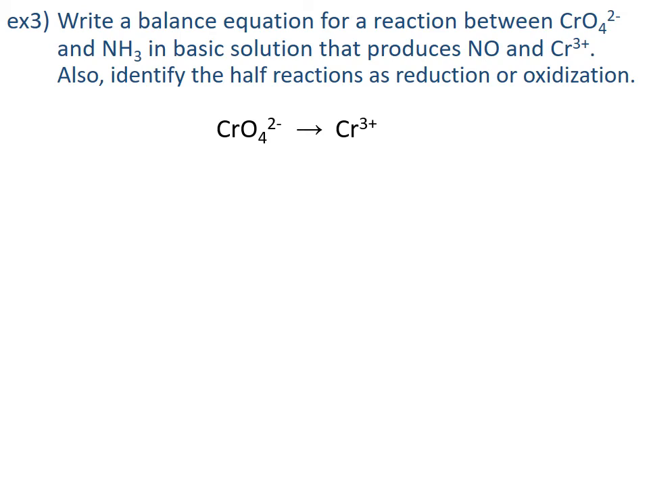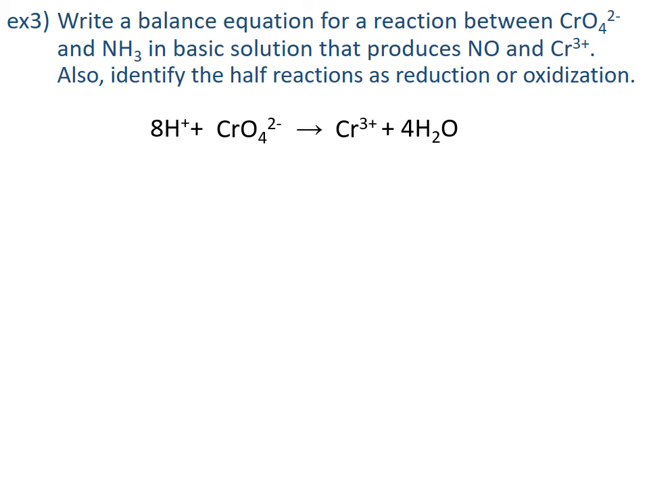The Cr already balances, so now I balance oxygen. I have 4 on the left, I have none on the right, so I will add 4 waters on the right-hand side to balance oxygen. Now to balance hydrogen, I have 8 on the right and none on the left. So I will need 8 H's on the left, so I will add 8 H pluses to the left-hand side.